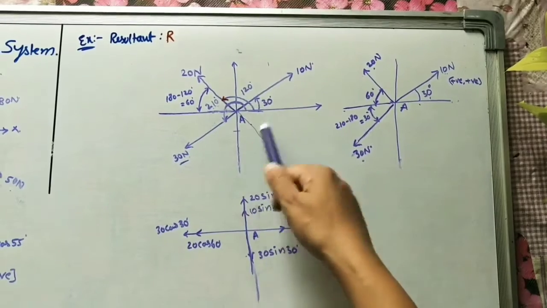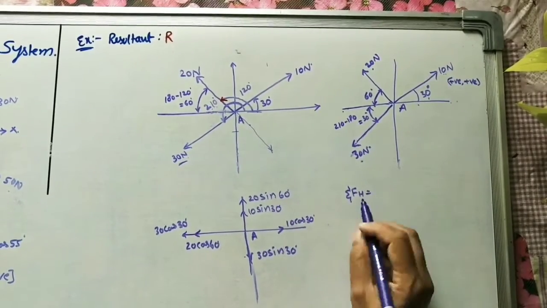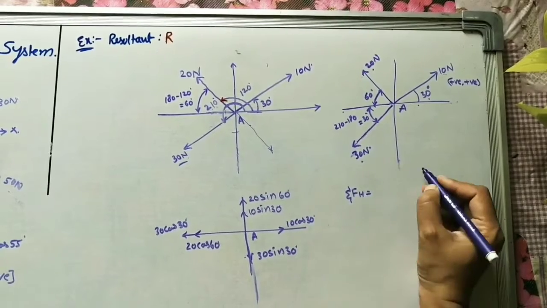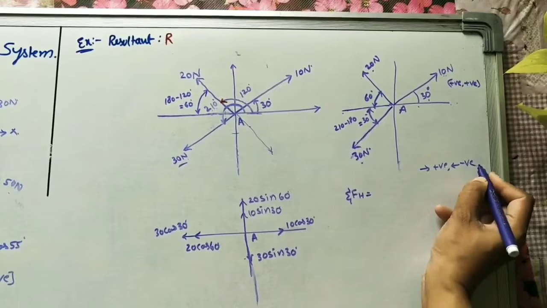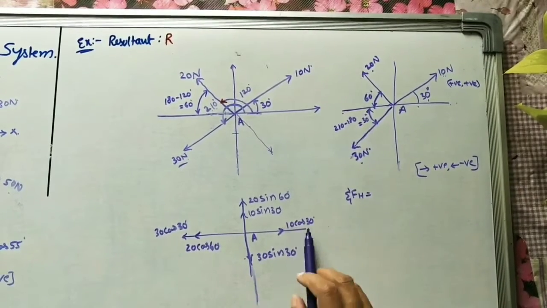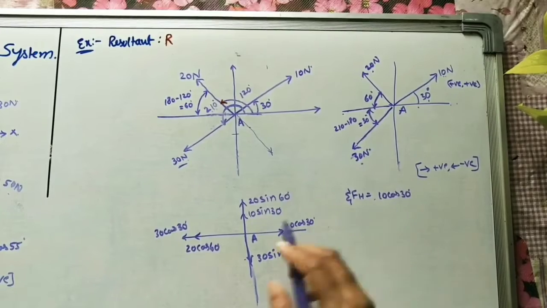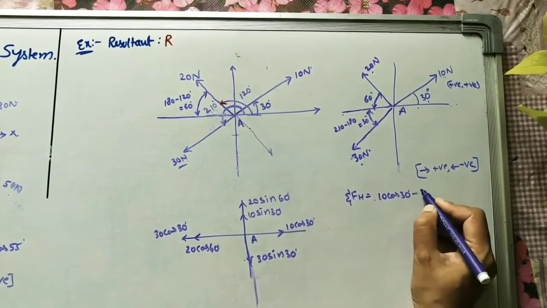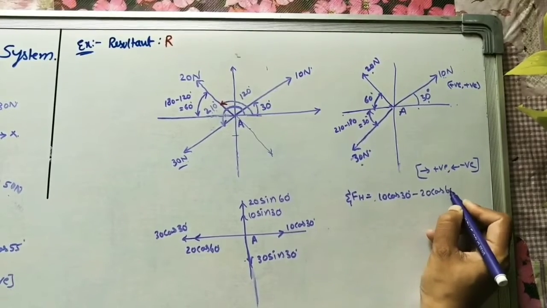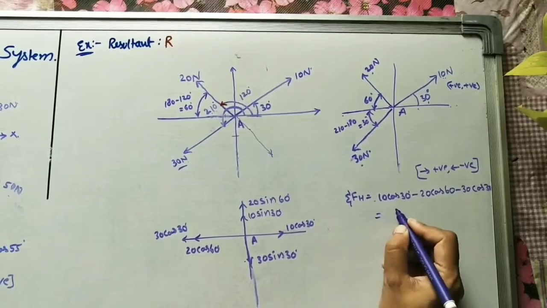Because of all these inclined components, we need to find sigma FH, the sum of all horizontal forces. For this direction I am taking positive, for this direction negative. What are the positive forces? Only one, 10 cos 30. What are the horizontal forces in this direction? 20 cos 60 with minus, and 30 cos 30. So do it with this value.